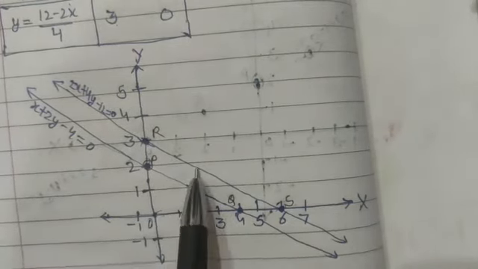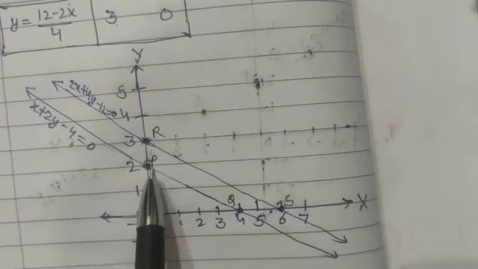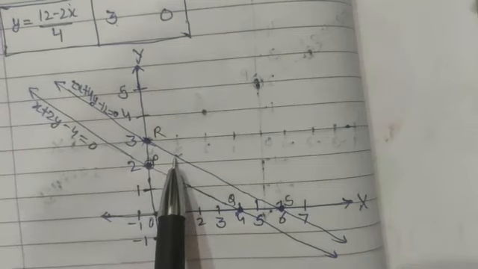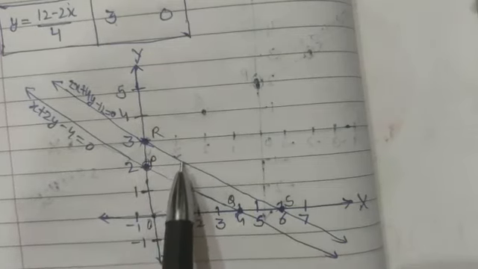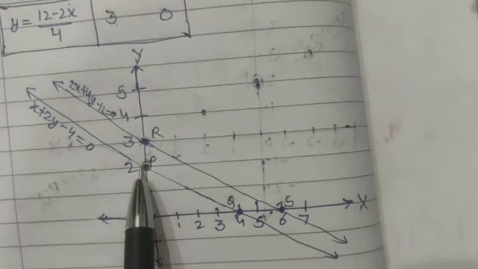Now if you see here, these two lines don't intersect anywhere. That means these two lines are parallel, and if these lines do not intersect, that means these two lines don't have a common point, and that means there will be no solution. We cannot find the values of x and y that satisfy both the equations.